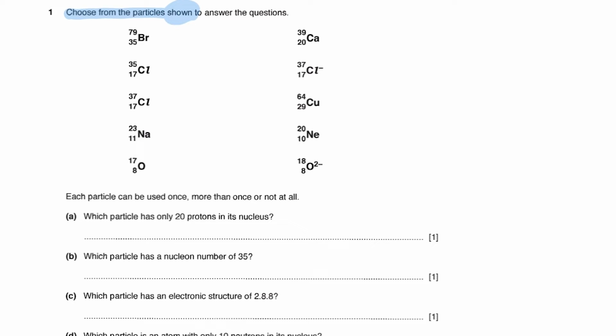Part A, which particle can be used that has only 20 protons in its nucleus? We are looking for 20 protons, that's a smaller number, should be 20. So as you can see here, there's only one option, calcium, because that has 20 as the proton number. So we'll just copy that portion, Ca2039.